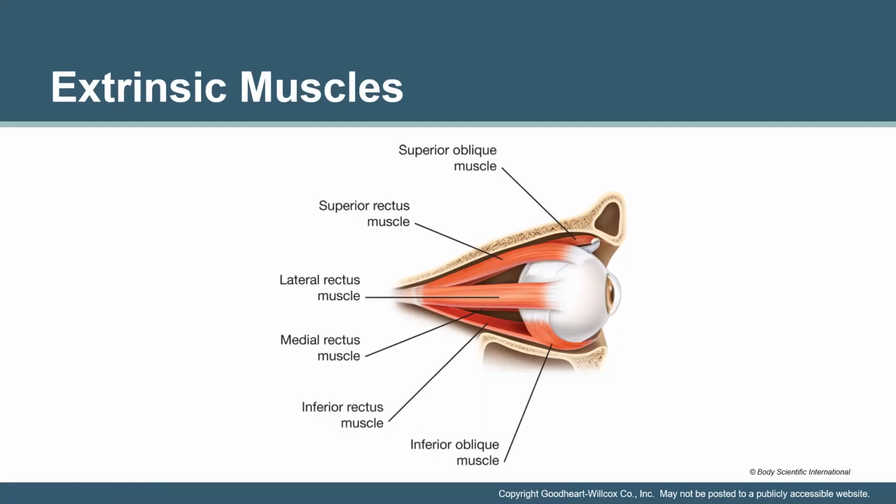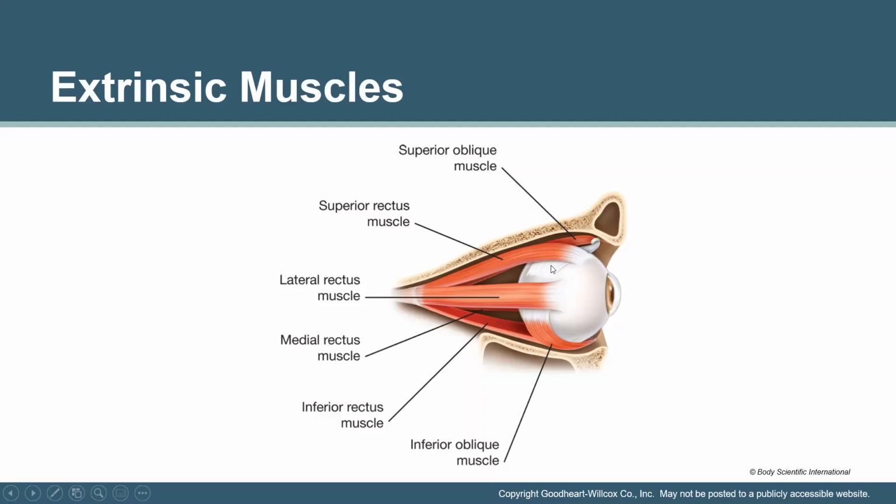Okay, now the oblique muscles, they work a little bit differently. The superior oblique, it is on the top of the eye. That's telling us its location, but it will move the eyeball obliquely. So it will move it downward and lateral, just by the way it connects.